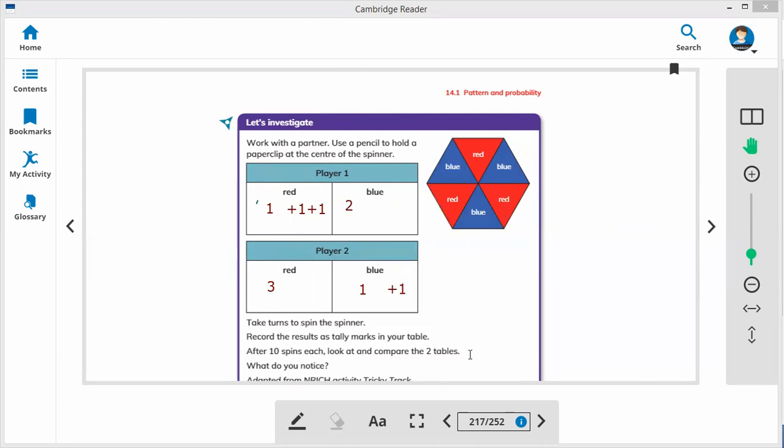So this is the game that you are going to play.